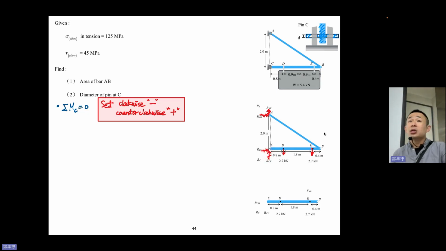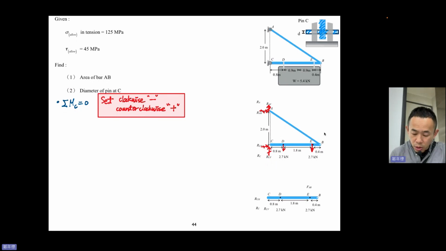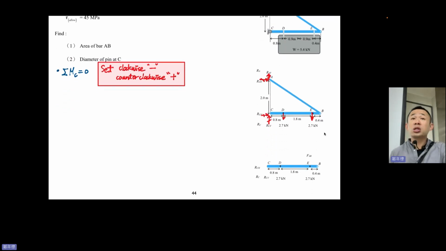So the good thing is that when you set the origin and calculate the moment balance, these two unknowns will be passing through the origin. So they will have 0 arm of the force. So they will cancel. They will be neglected. So always choose the point with the most unknowns as the origin. Okay. So now, if we set C as the origin, let's take a look.